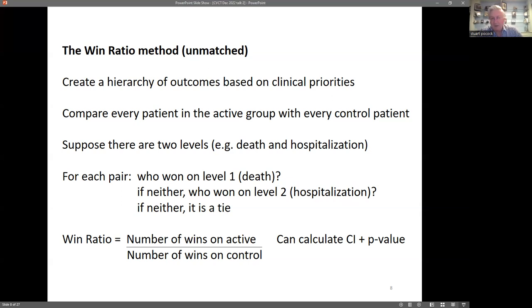So across all pairs of patients, active patient versus control patient, the win ratio is the number of wins on active divided by the number of wins on control. That's what it is. And you can calculate a confidence interval for it and also a p-value for it, which is essentially the Finkelstein-Schoenfeld test. Next slide, please.